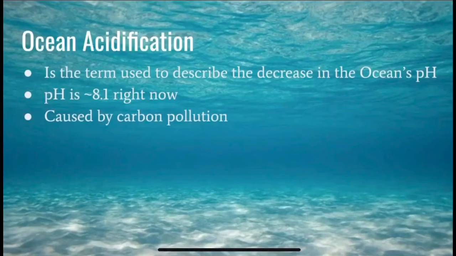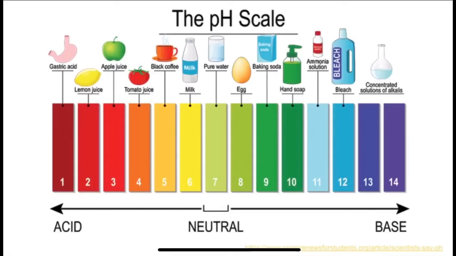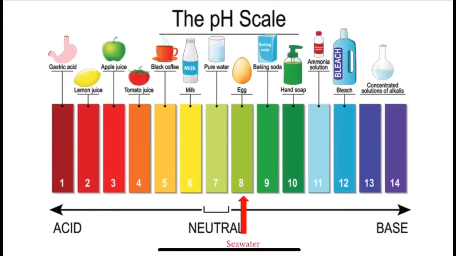Ocean acidification describes the decrease in the ocean's pH. pH is usually used to tell us how acidic or basic a liquid is, so really strong acids and really strong bases are on opposite sides of this scale. Right now, the ocean is at about an 8.1, so it's a little bit more basic than the water that we drink. But the pH has been lowering in recent years, and this tells us that the ocean is getting more acidic, so that's where we get the term ocean acidification.